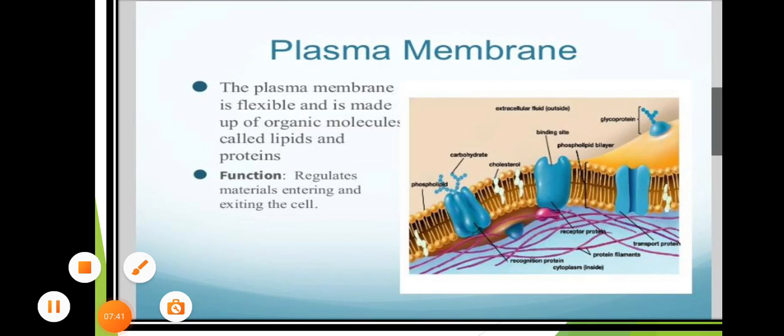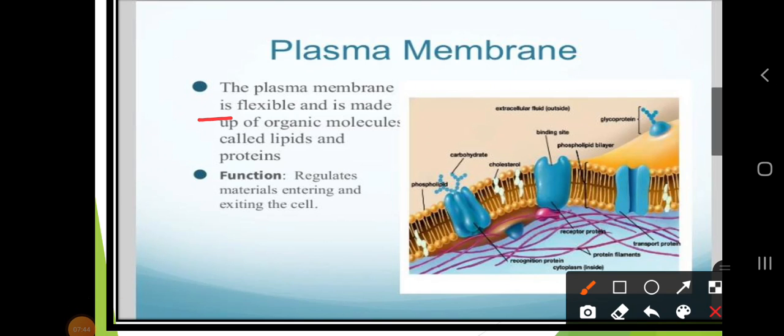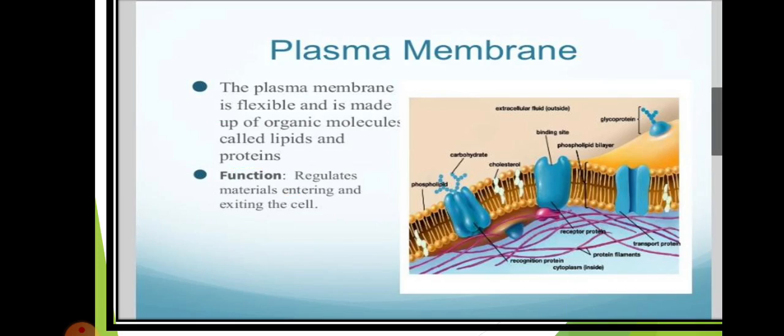Okay, here is some other information about the plasma membrane: the plasma membrane is flexible. It is flexible and it is made up of organic molecules called lipids and proteins. What is the main function of the plasma membrane? That it regulates material entering and exiting the cell. As I told, if any material wants to enter our body, then it has to take the permission of the plasma membrane. So it regulates materials entering and exiting the cell.